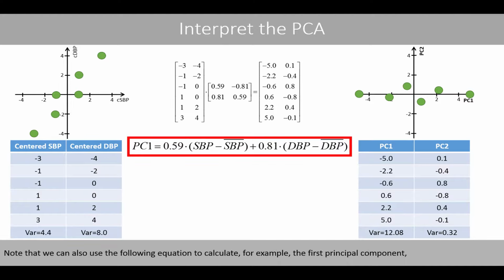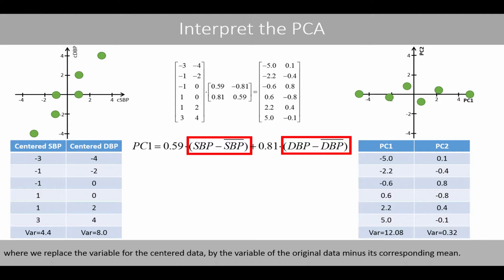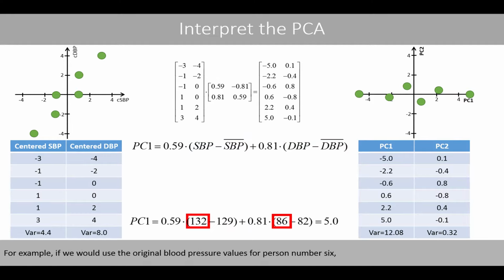Note that we can also use the following equation to calculate, for example, the first principal component, where we replace the variable for the centered data by the variable of the original data minus its corresponding mean. For example, if we would use the original blood pressure values for person number 6, we would subtract the mean from the corresponding systolic and diastolic blood pressures, which would give us the same values as for the centered data.